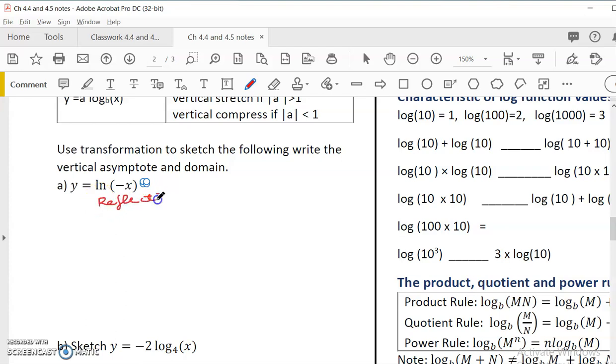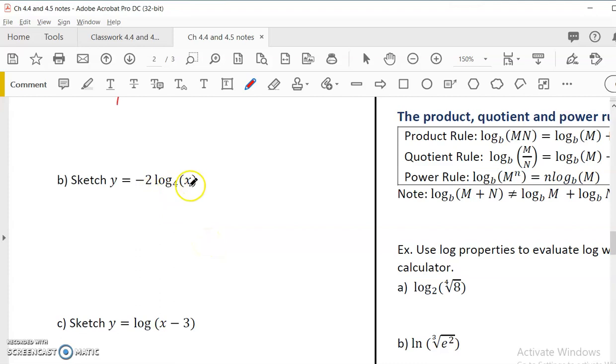Reflection not over the x-axis, but over the y-axis. And we know the ln x function is like this. I'm going to dot it, kind of like that. That is the ln x parent function. So if I want to do ln negative x, that would be on this side. So I'm going to graph it solid. This would be y equal to ln negative x. That's just a reflection.